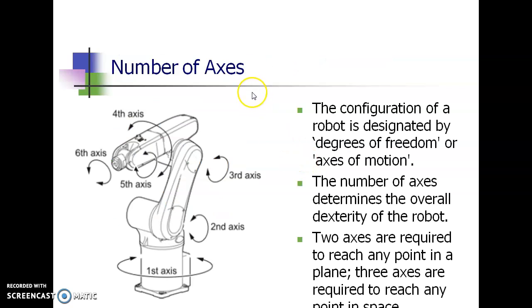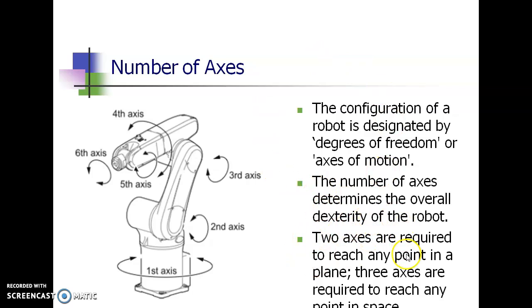Number of axis. The configuration of a robot is designated by degrees of freedom or axis of motion. Each term is replaceable; both are the same. The number of axis determines the overall dexterity of the robot. How well it can move the components or reach a particular point depends on its skillfulness or dexterity. The dexterity is decided by the number of axis, otherwise degrees of freedom.